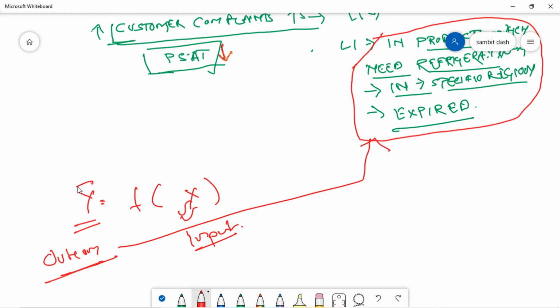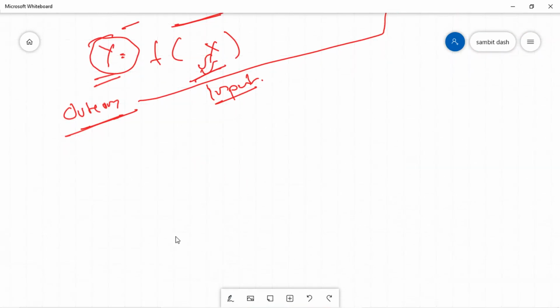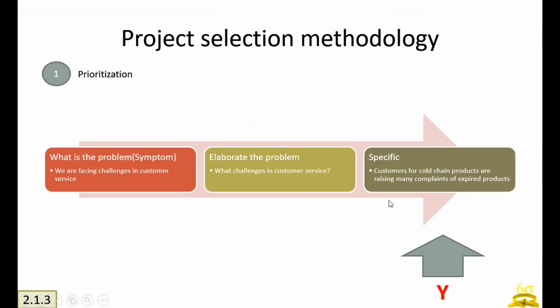So X, Y cannot exist, right? If there is no X, Y cannot exist. So that's why we are trying to figure out X's for this, right? Because this is a yellow belt, I am not going deep into it. So your project now becomes this. Instead of reducing the number of complaints, your project now becomes reducing the number or percentage or volume of expired products from this to that in this region. So that's how your project changes, right?